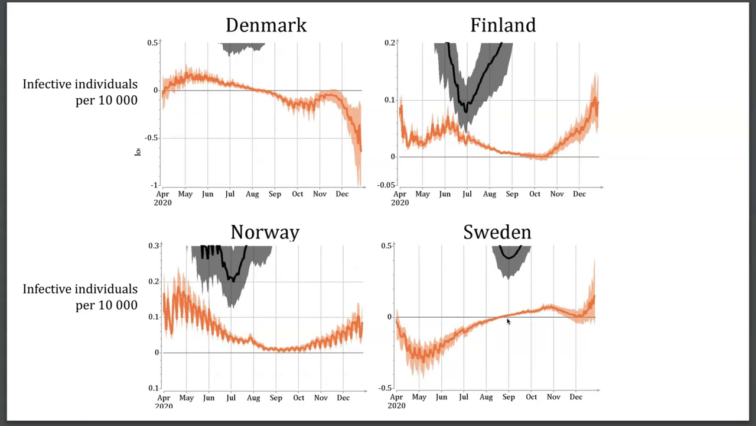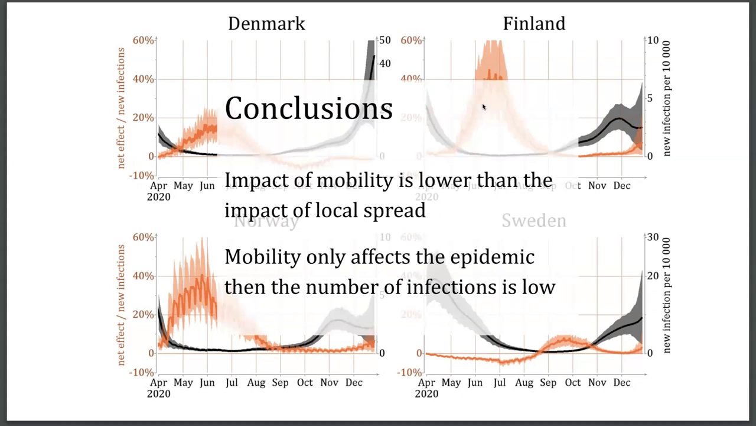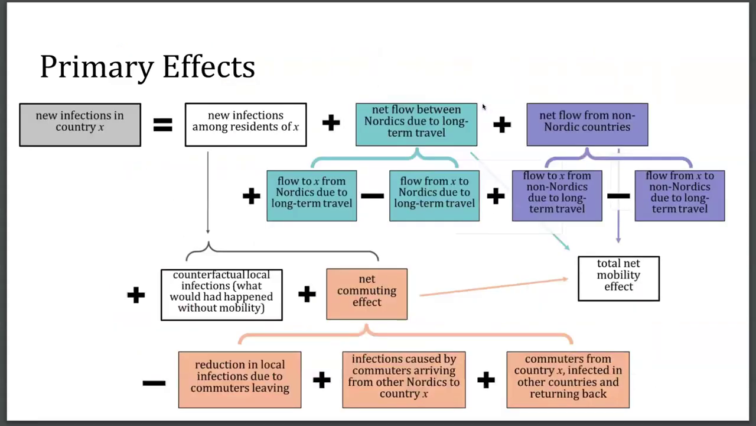That's because if you have open borders, more infectious people may be leaving than arriving, particularly if you're Sweden here. And if you count the portion of the net effect divided by the number of new infections, you see sometimes it reaches pretty high values, like in Finland here, because they have so few new infections that the net effect is visible. So the conclusion: the impact of mobility is lower than the impact of local spread, and mobility only affects the epidemic if the number of local infections is low. So we have to have this balance that I referred to at the beginning.